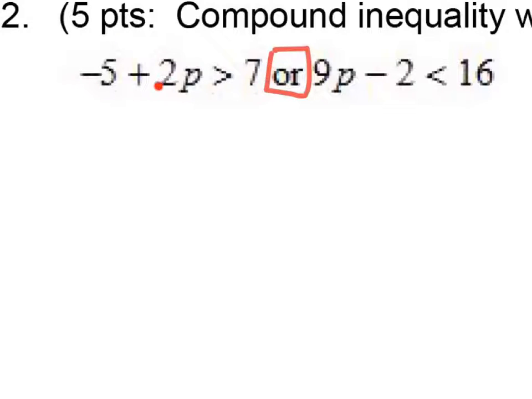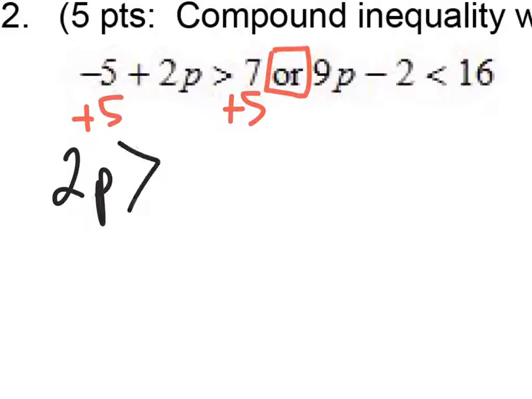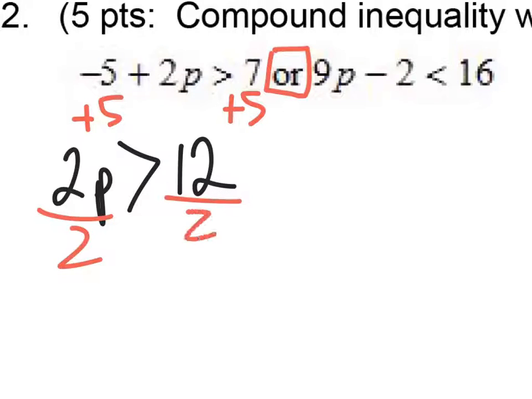All right, so it's negative 5 plus 2p is greater than 7. Always we want to isolate p, of course, and to do that, let's add 5 to one side, and then of course to the other. So we've got 2p is greater than 7 plus 5 is 12. We then have to divide both sides by 2, so that p is greater than 6. All right, tremendous.